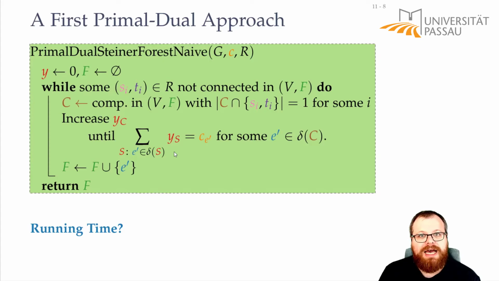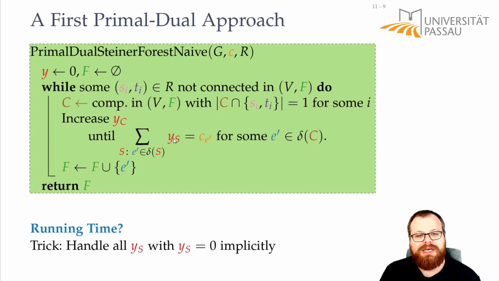The only problem we have is that we have all these variables for all these cuts, and there are exponentially many of those. But we can get around this by handling all those cuts where y_S is 0 implicitly. So we don't even store a variable for those cuts. We only create the variables as soon as we need them. And then we only consider a polynomial number of those, and then it's also fine.